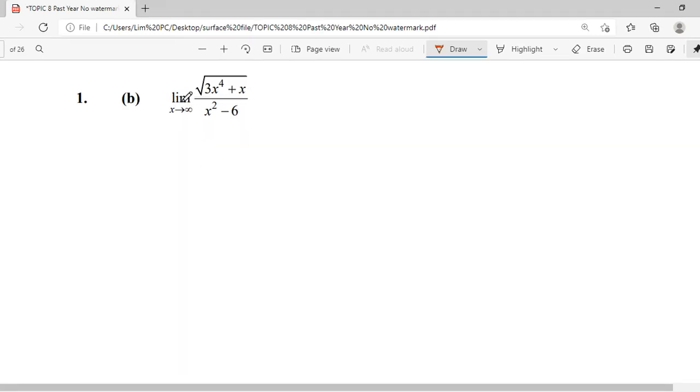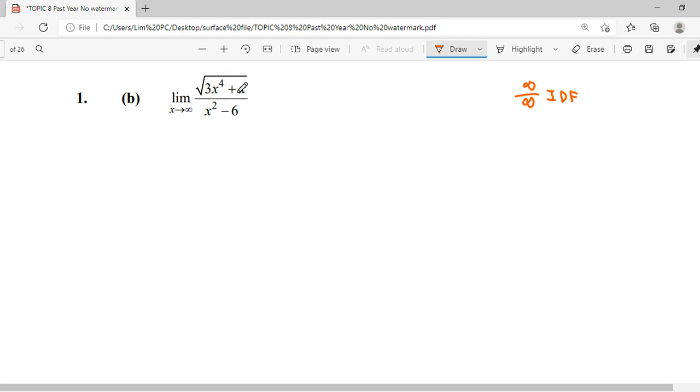For question B, we are going to find the limit as x approaches infinity. This is the concept of x to infinity for a function involving a surd function and a quadratic. So we try to substitute our x. When we substitute infinity, infinity squared minus 6, of course it is infinity. So the denominator is infinity. And infinity to the power 4 is confirm infinity, plus infinity. So it is infinity over infinity. The function here is in IDF form.